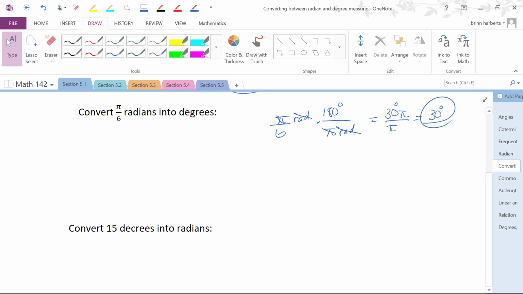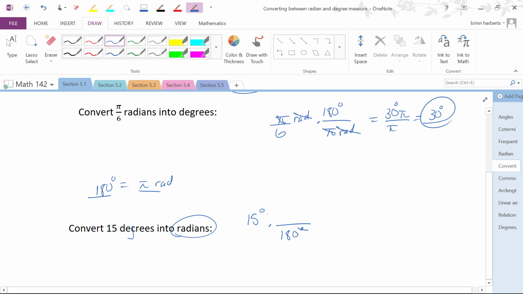Okay. What if I want to convert 15 degrees into radians? Start with what you know. I've got 15 degrees. Okay. I know that 180 degrees is the same thing as pi radians. Half a circle equals half a circle. 2 pi's all the way around. So I want to get rid of degrees and keep radians. So I'm going to multiply this by pi radians over 180 degrees. I can reduce the degrees out and keep the pi radians on top. 15 goes into 180 12 times. So I get pi over 12 radians.